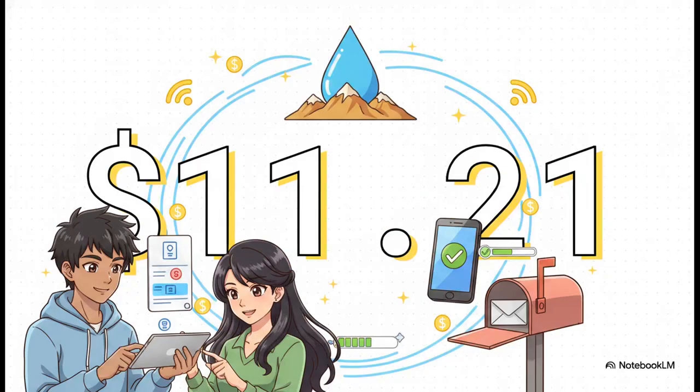So, let's talk numbers. $11.21. That is the base monthly charge for water in the city. But as you probably know, that's really just the starting point of your bill. Today, we're going to ensure paying that bill, along with all those other utility charges, is as painless as humanly possible. Because by using the online system, you get immediate confirmation of your payments. And let me tell you, that is a massive advantage over relying on traditional snail mail.